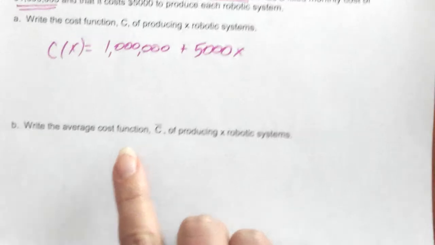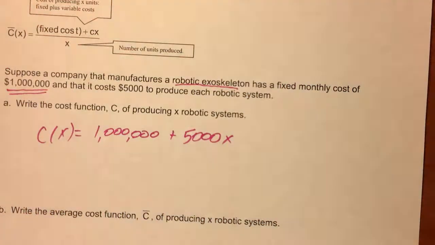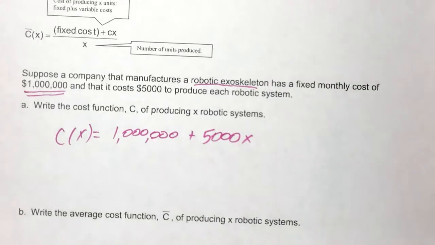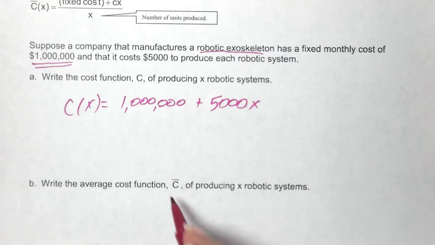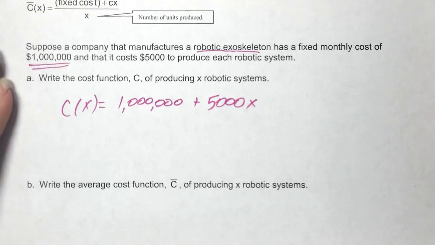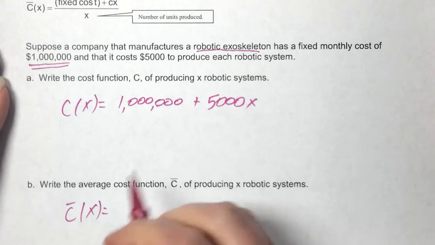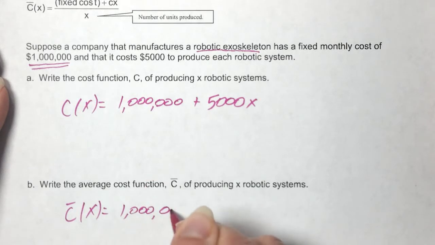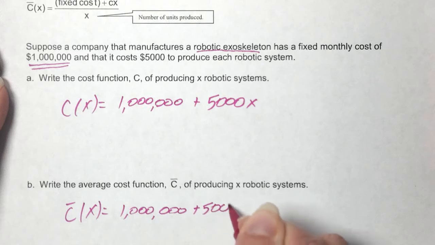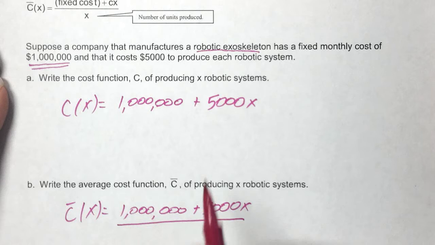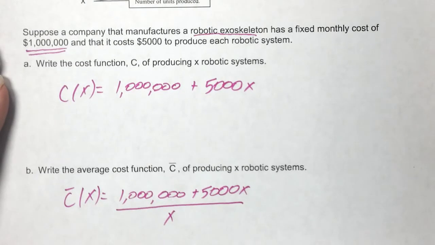Okay? The average cost, note the symbol for average cost still has a C, but it's got a little line on top. Those of you that have taken AP Stats know that when you put the line on top, that means average or mean. Okay? So our average cost for each skeleton is however much we spent. So $1 million plus 5,000 times how many we made. That's how much we spent, divided by however many we made, which we're going to use X for that. Okay? So that's our average cost function.